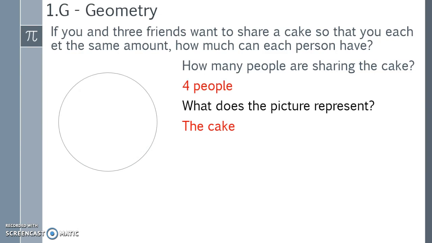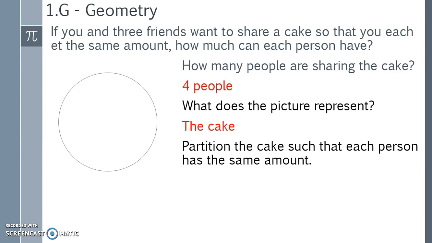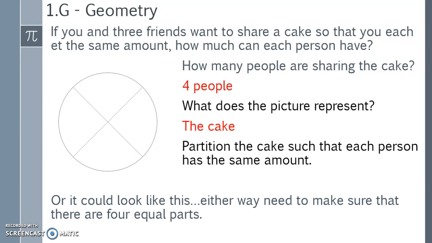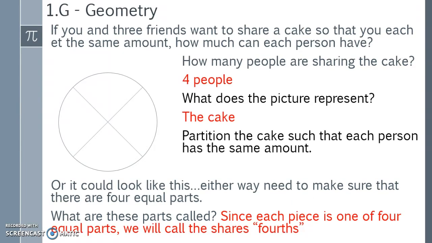Knowing that a cake isn't always a circle. Sometimes a cake is in a rectangle, sometimes a cake is in a square. Partition the cake such that each person has the same amount. So we could cut down the middle, cut side to side, or it could look like this, just a little rotated. Either way, we need to make sure that there are 4 equal parts, one for each person. What are these parts called? Since each piece is one of 4 equal parts, we will call these shares fourths.